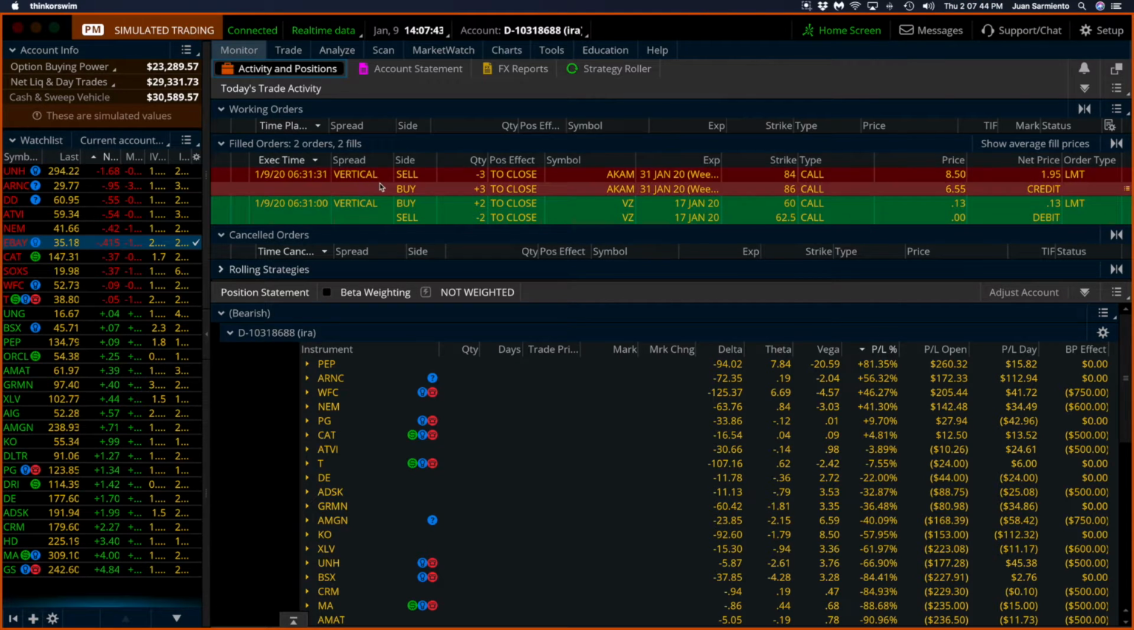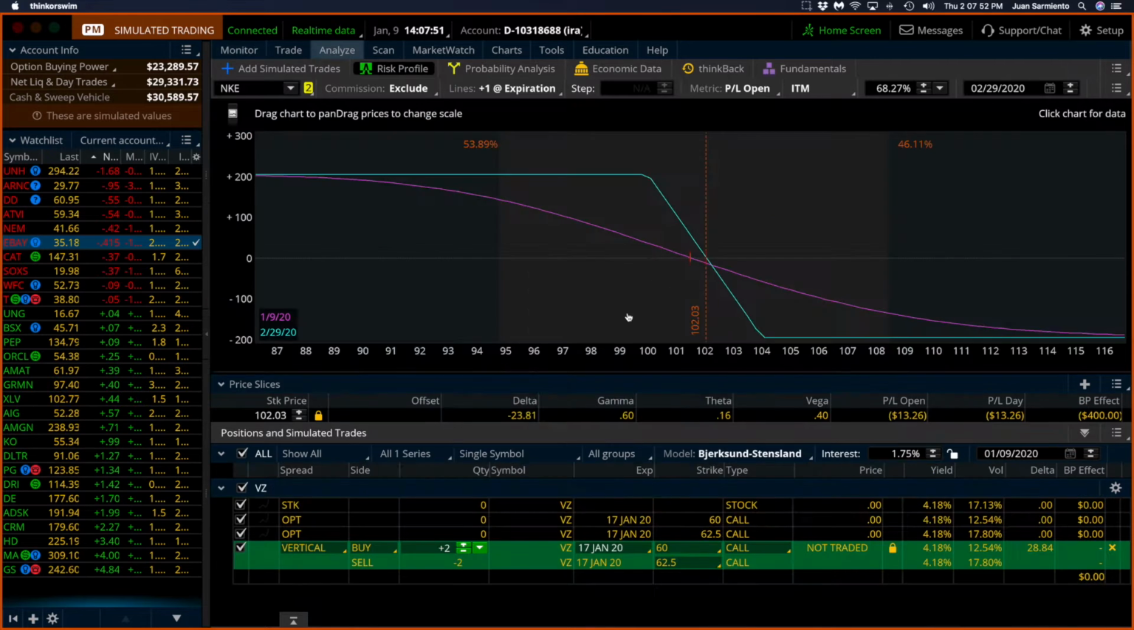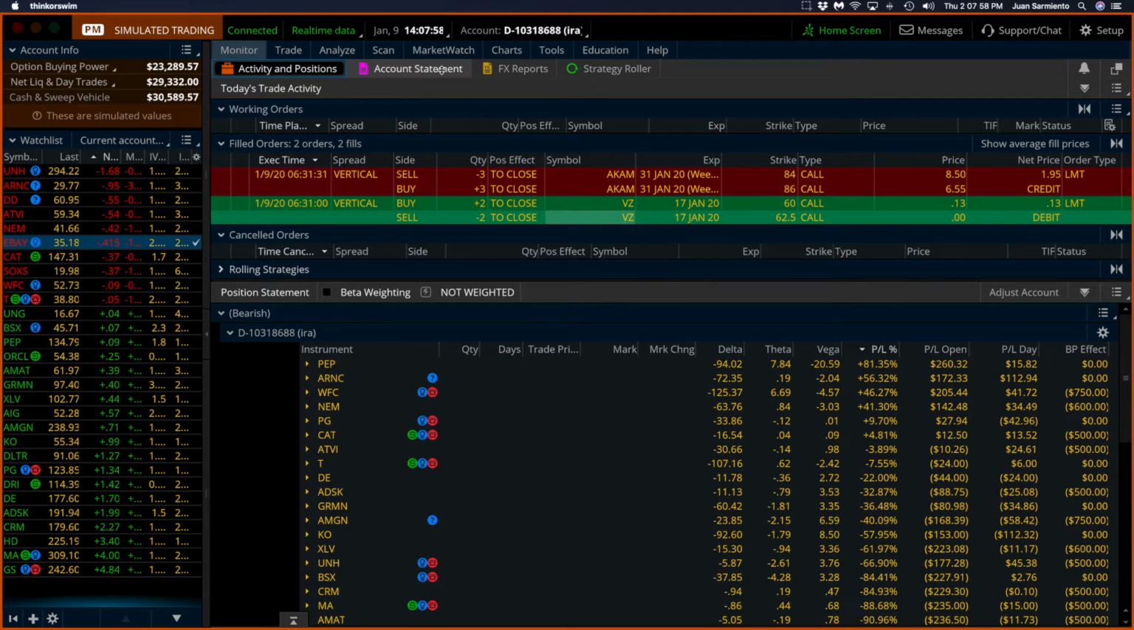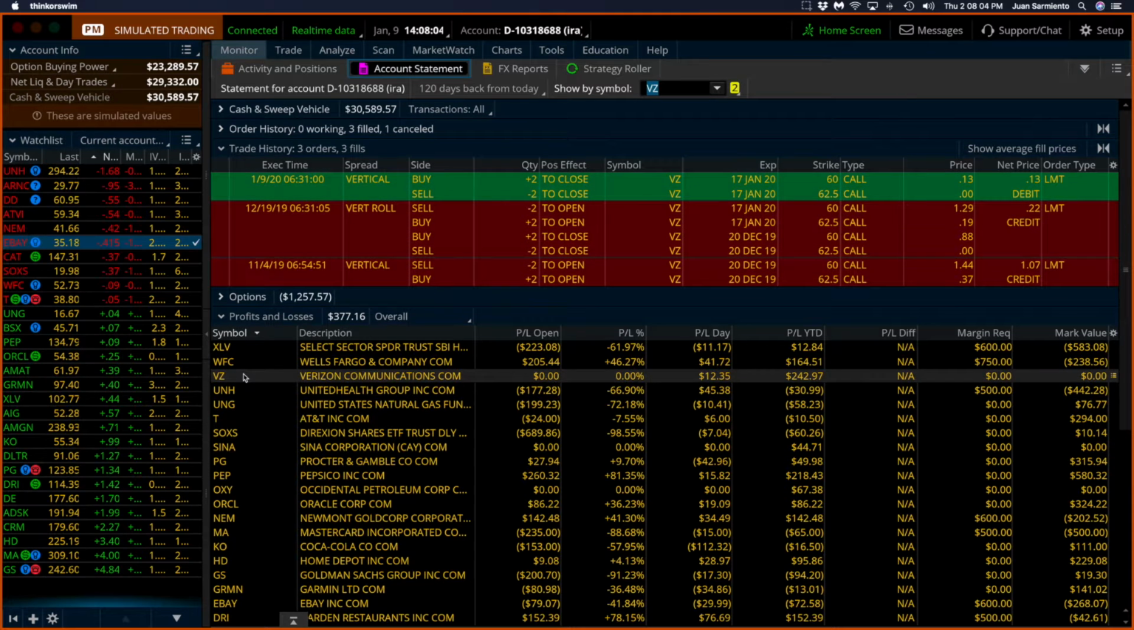Let's get started as usual with our trades as of yesterday. Verizon, I believe this was a closing trade. Let's analyze that. If you want to see how much profit, go to the monitor tab, account statement, and then you see your sequence of trades here. Or simply click on the Verizon and you see your profits to date until today.